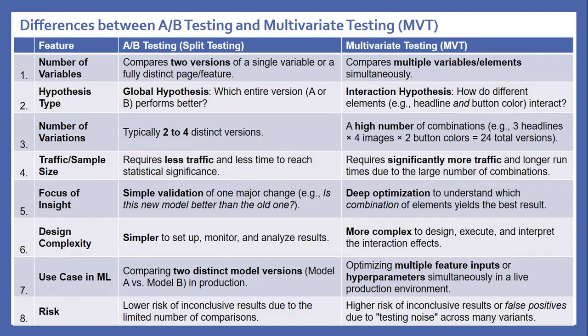Use case in ML. A/B testing: comparing two distinct model versions, model A versus model B, in production. Multivariate testing: optimizing multiple feature inputs or hyperparameters simultaneously in a live production environment. Risk. A/B testing has a lower risk of inconclusive results due to the limited number of comparisons. Multivariate testing has a higher risk of inconclusive results or false positives due to testing noise across many variants.